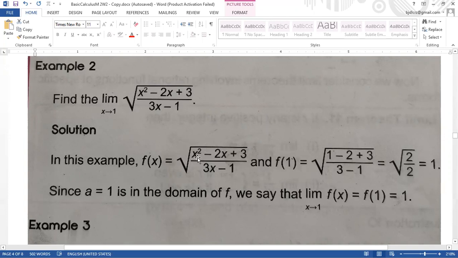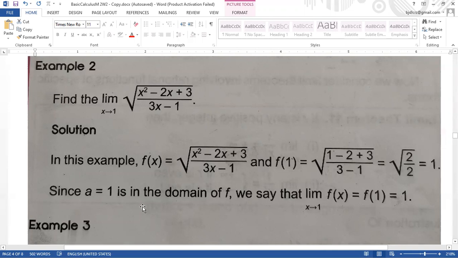So, 1 raised to the power of 2 is 1. 2 times 1 is 2. Copy the negative sign, so negative 2. Then the constant, which is just 3. So, copy 3. Then 3 times 1, 3 minus 1 is equal to 2. So 2 is in the denominator. So, 1 minus 2 is negative 1. Negative 1 plus 3 is 2. So the square root of 2 over 2, or 2 over 2, is equal to 1. So, the square root of 1 is equal to 1.